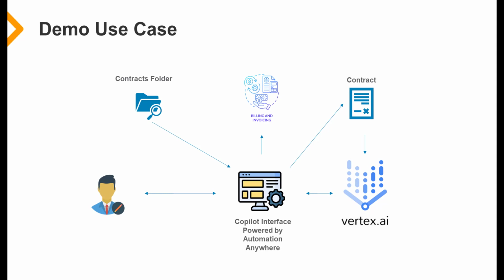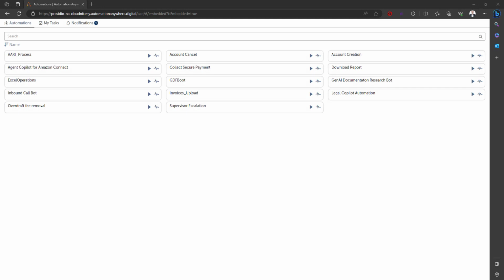So what we have here is a legal professional who will interface with the entire system, leveraging the Copilot interface that is powered by Automation Anywhere. The Copilot interface will allow the legal professional to upload the contract, review the contract, and leverage Vertex AI to ask questions about certain areas of the contract. When everything is completed, the legal professional will be able to submit his or her billing and invoicing information.